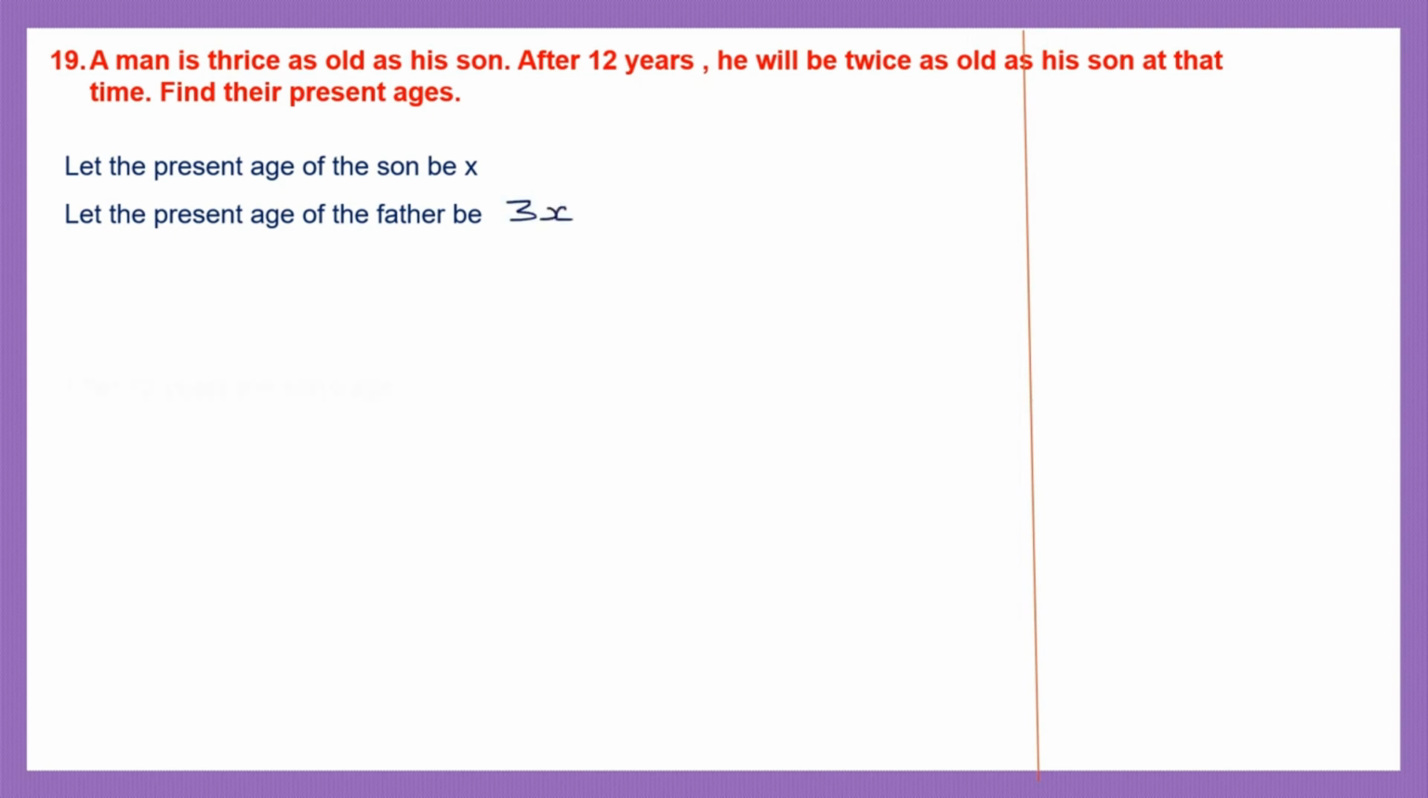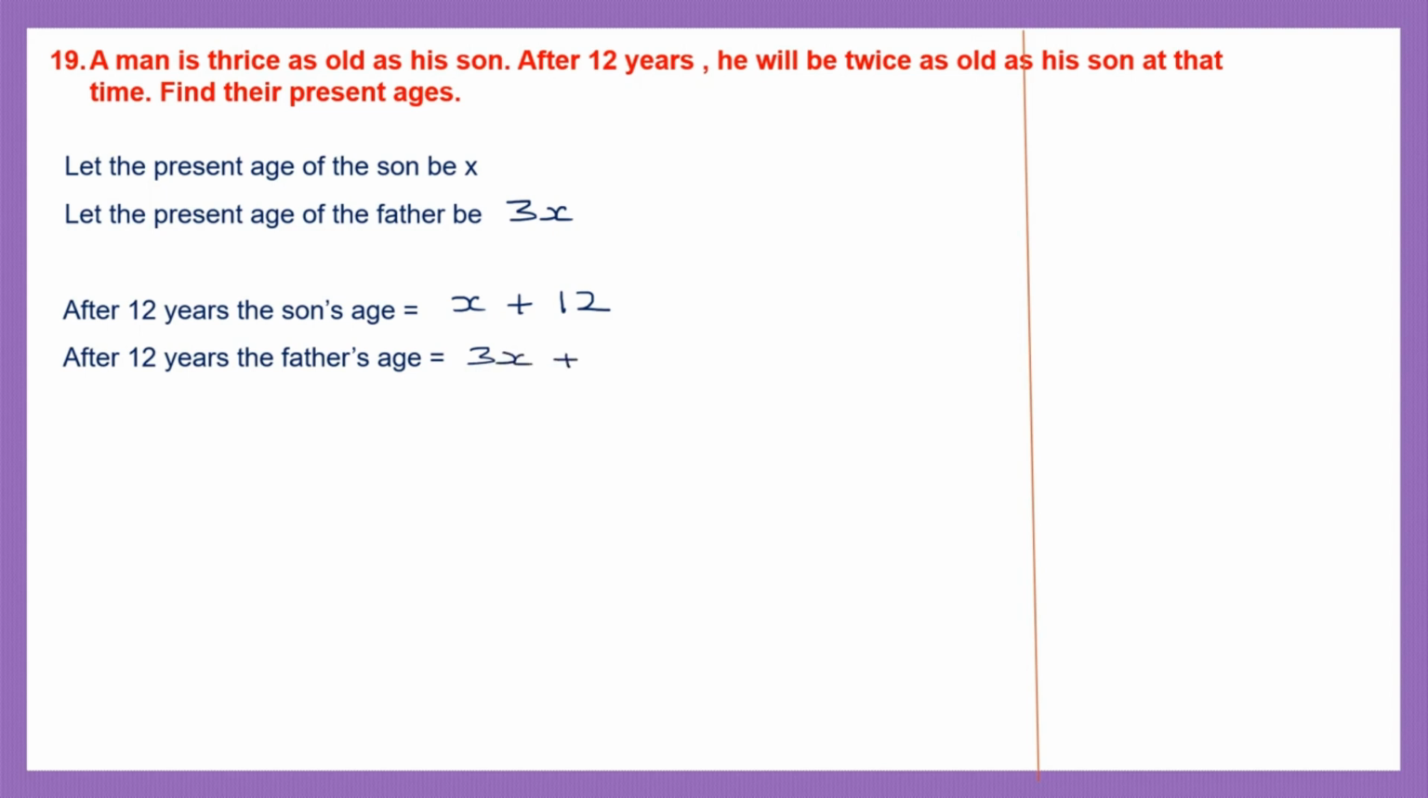Now after 12 years, what will their ages be? After 12 years, the son's age will be, at present he is x. So after 12 years, it will be x plus 12. The father's age, at present he is 3x. So after 12 years, he'll be 3x plus 12. But what does the statement say? After 12 years, he will be twice as old as his son at that time. So let's make an equation. So the father's age is 3x plus 12. After 12 years, he is going to be twice as old as his son, 2 times.